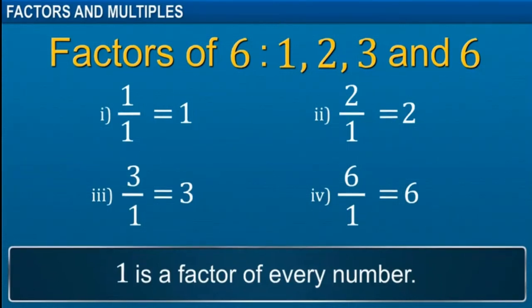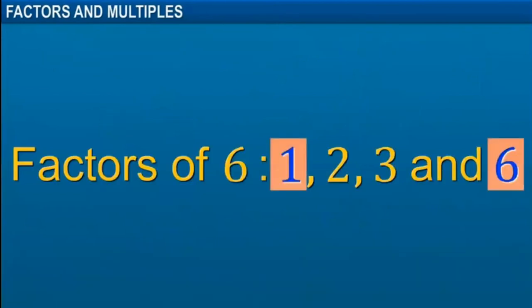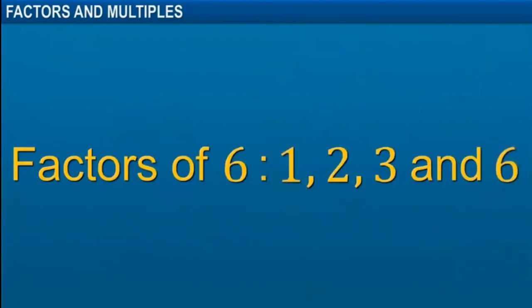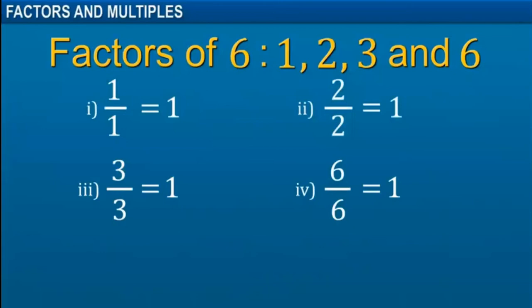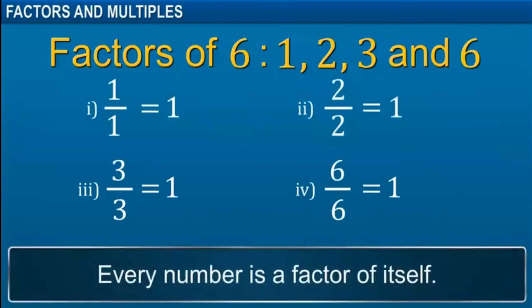Okay, so now we will see the next. Every number divided by itself is equal to 1. We can say that every number is an exact divisor of itself. Thus, every number is a factor of itself.